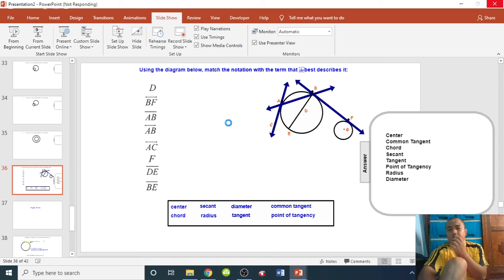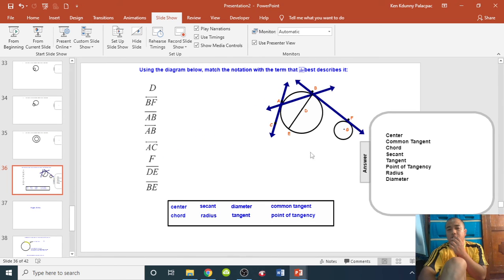It touches a circle at 2 points. For line AC, it's called the tangent. For point F, it's called the point of tangency here. And for line segment DE, it is called the radius. And for line segment BE, it's called the diameter.